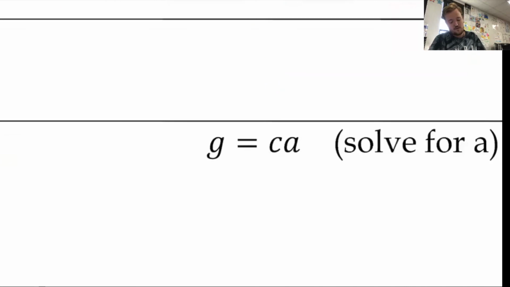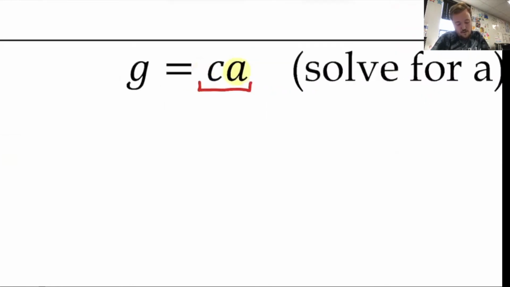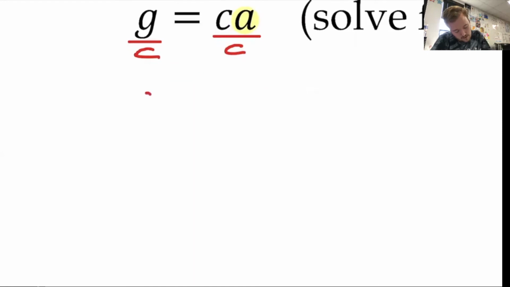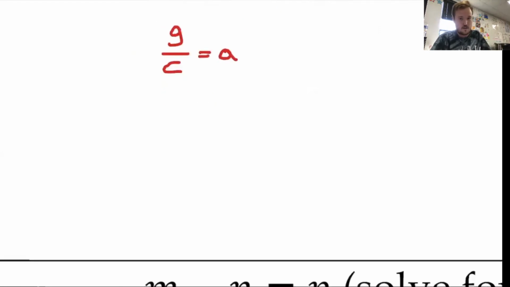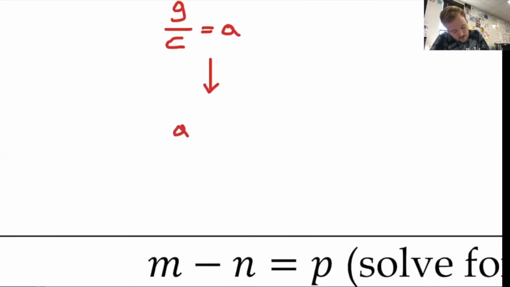Let's take a look at the next one. Our indicated variable in this case is a. So I need to get a by itself. On this side of the equation, I have c times a. If there's no operation, you assume they're being multiplied. In order to get rid of that c value, I need to divide both sides by c, because you want to get rid of it. So in this case, I'm going to have g over c equals a. So a is by itself, and I'm going to switch it around. You want your variable on the left side. So I'm going to have a equals g over c.